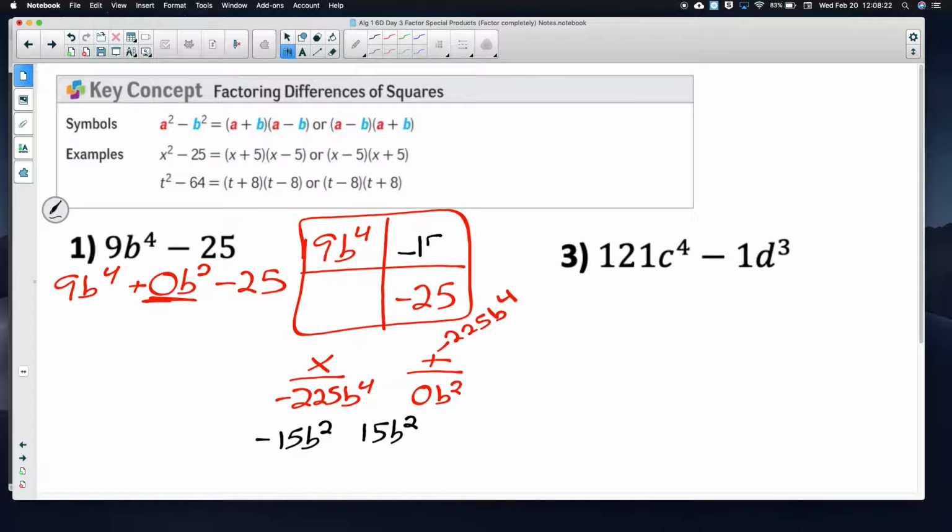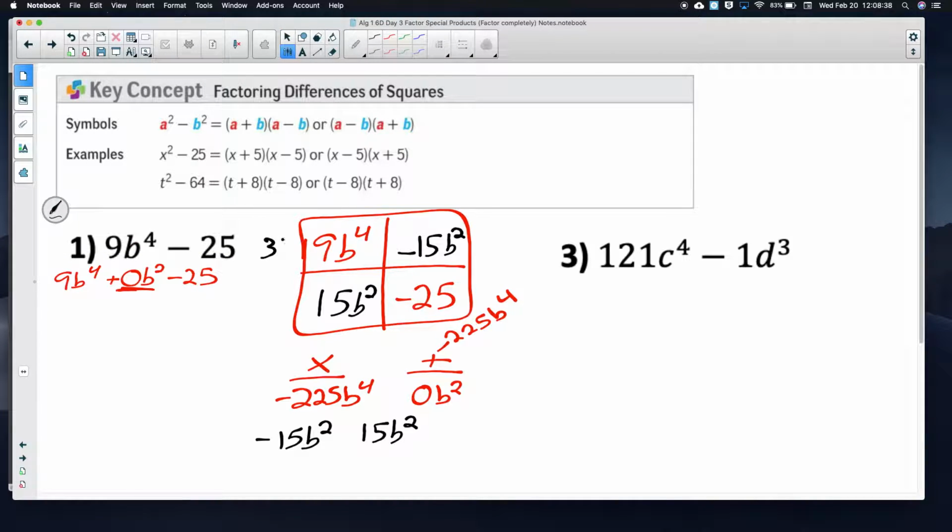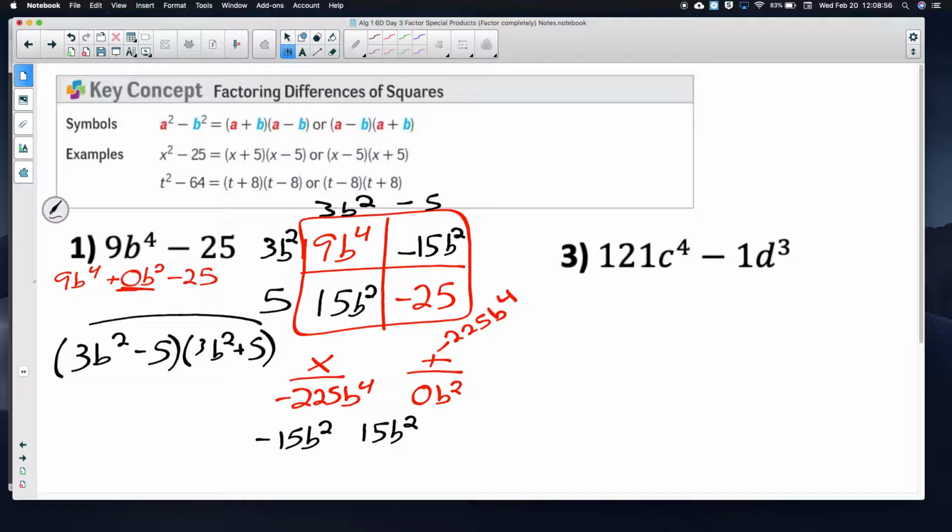So I'm going to fill the rest of my box in. Factor out the GCF. I'm going to make this a little smaller to get out of my way. In the first row, I get 3b squared. In the bottom, I get 5. In the top, I get 3b squared. In the second column, I get minus 5. So my two factors are 3b squared minus 5 and 3b squared plus 5, which is what we got when we used the pattern as well.